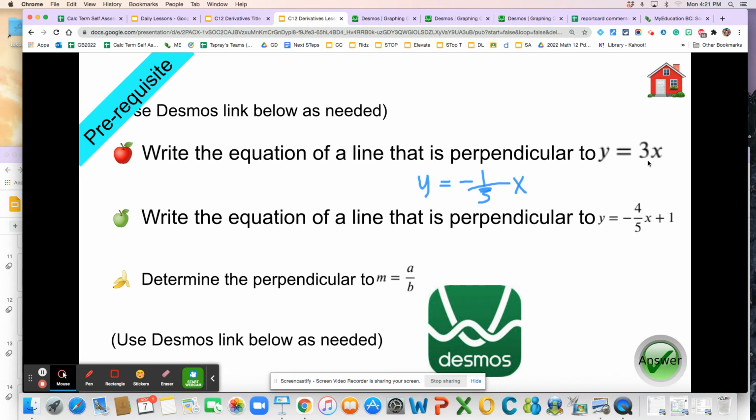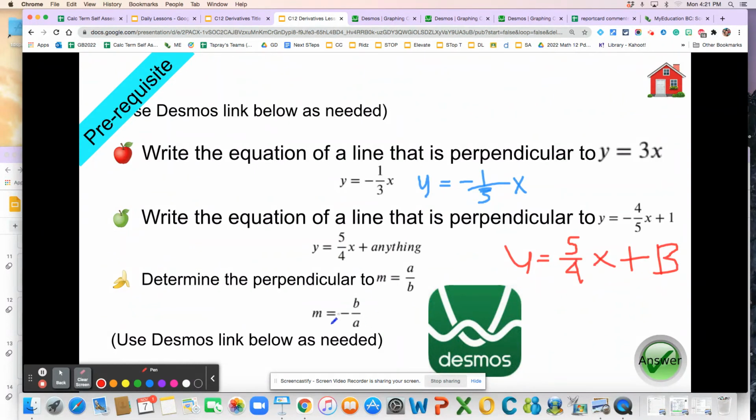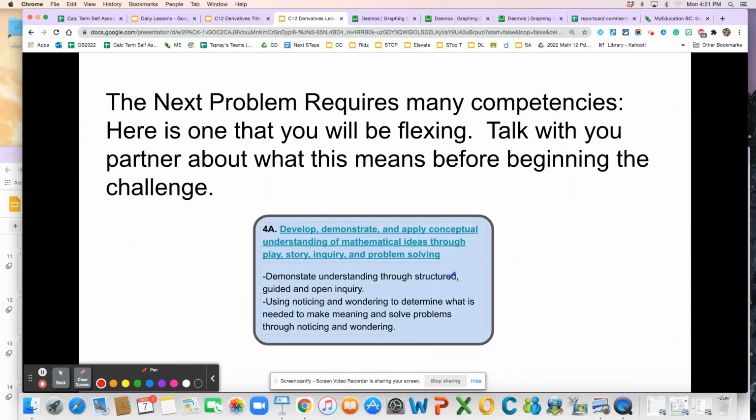So the perpendicular slope of 3 is negative 1/3. So the equation of this guy right here would very simply be 5 over 4x plus just about anything. Wouldn't matter what that b value was. So that would be the perpendicular slope. And just to make sure we're clear on that, it's a negative reciprocal, okay? I know you know that.